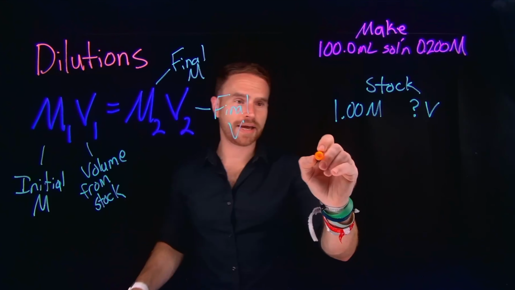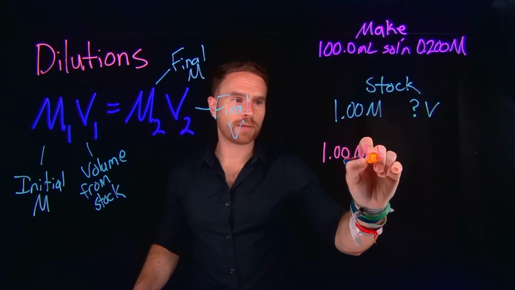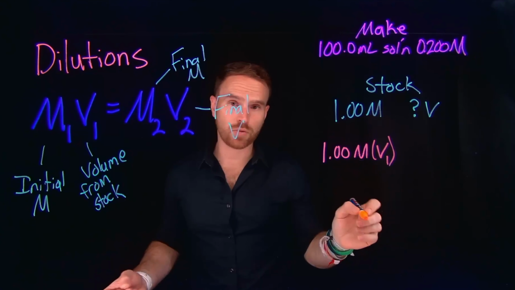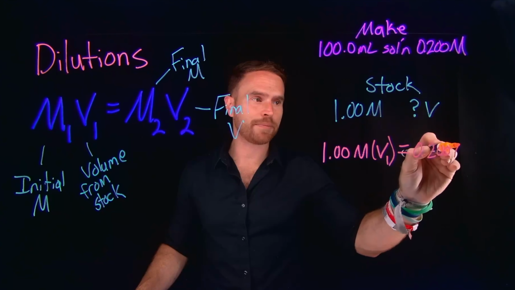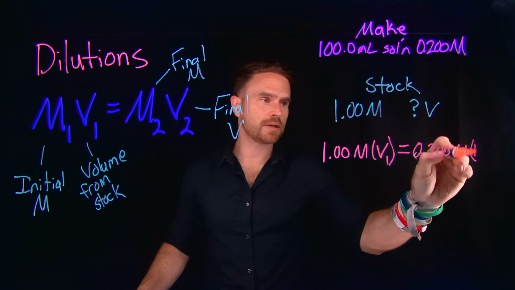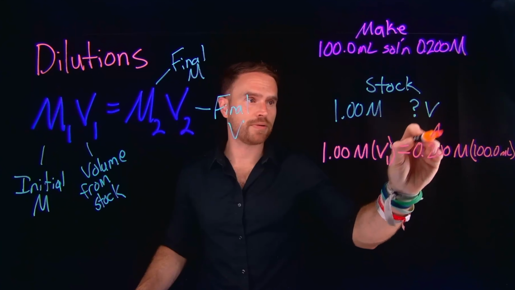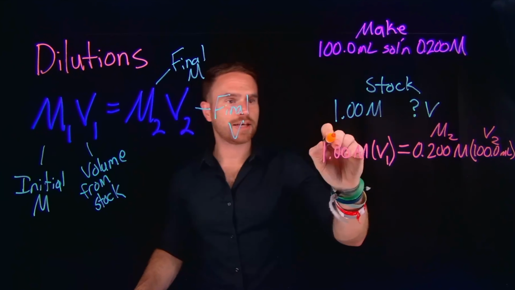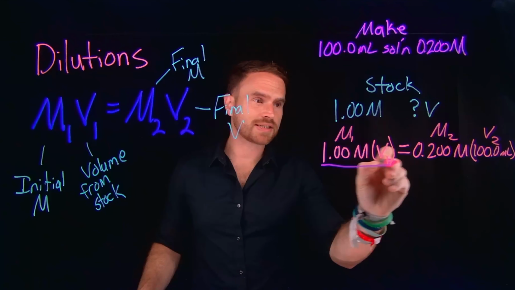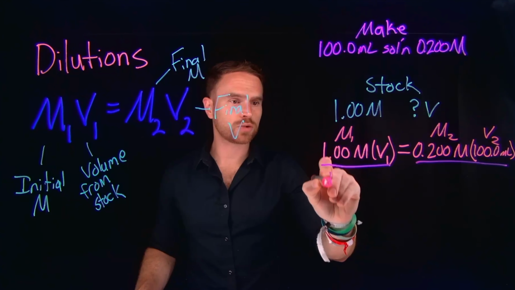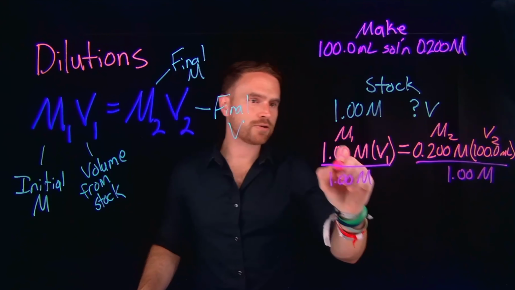Remember that M1 is my initial concentration, and that's going to be 1.00 capital M. V1 will be what I'm trying to solve for, so I'll just leave it as V1 currently, and that needs to be equal to 0.200 capital M times 100 milliliters. So 100.0 milliliters is going to be my V2. So remember, this was M2, this was V2, this was M1, and we're solving for V1. In order to solve this, I need to divide both sides of my equation by M1, which was 1.00 molar, and for that, I can plug these values into my calculator.